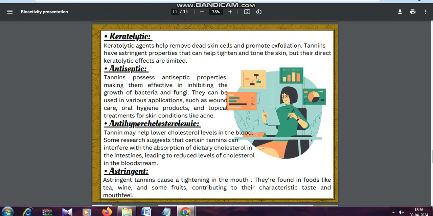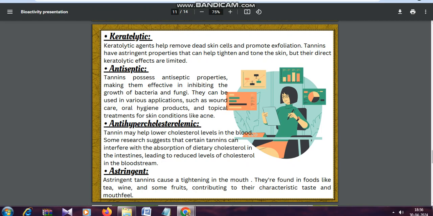The next bioactivity is keratolytic. Keratolytic agents help remove dead skin cells and promote exfoliation. Tannins have astringent properties that can help tighten and tone the skin, but their direct keratolytic effects are limited. Next is antiseptic. Tannins possess antiseptic properties, making them effective in inhibiting the growth of bacteria and fungi. They can be used in various applications such as wound care, oral hygiene products, and topical treatments for skin conditions like acne.